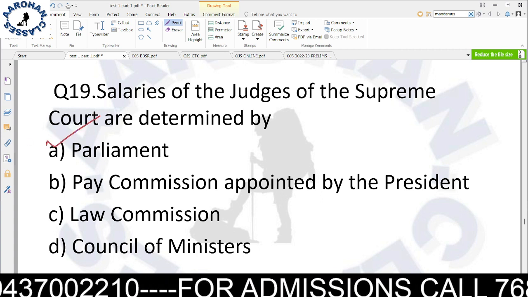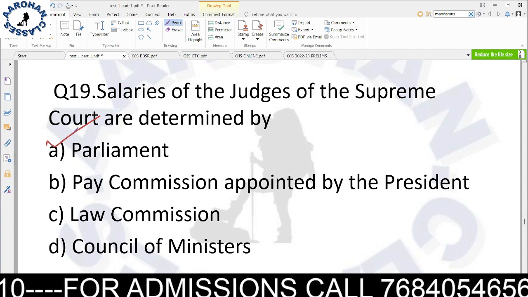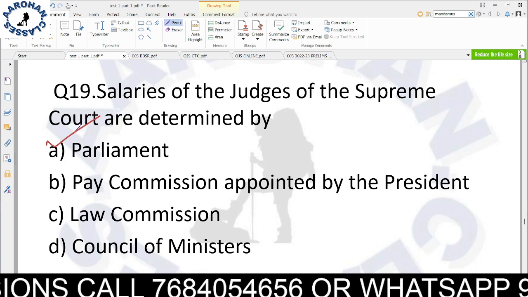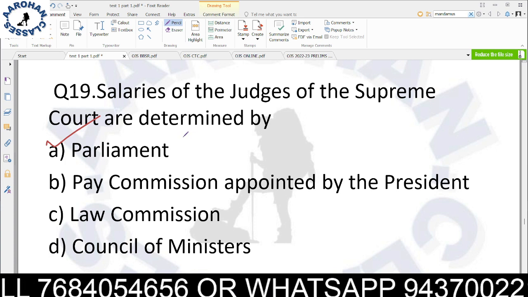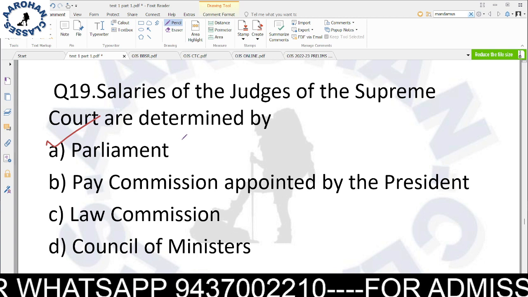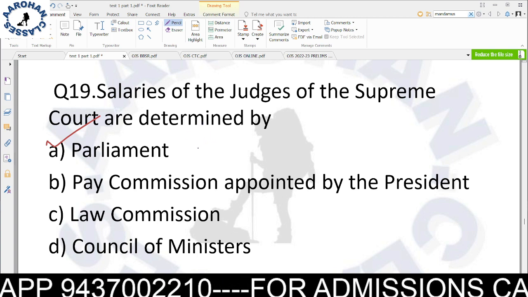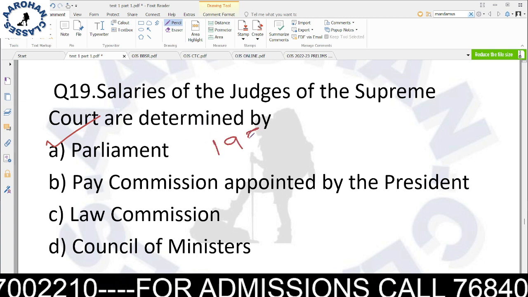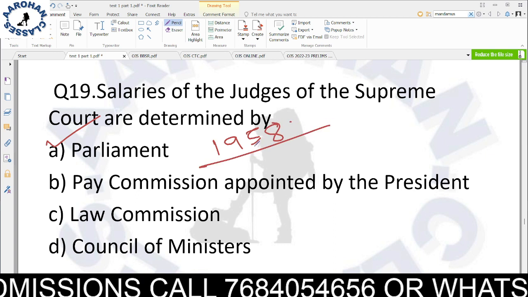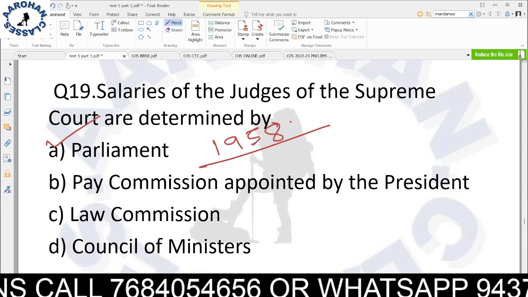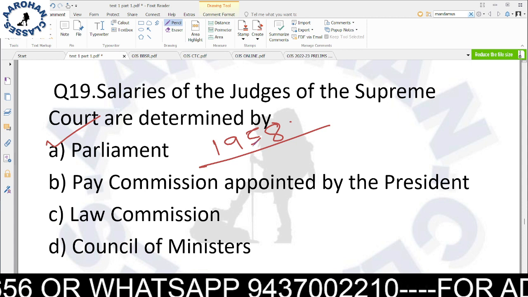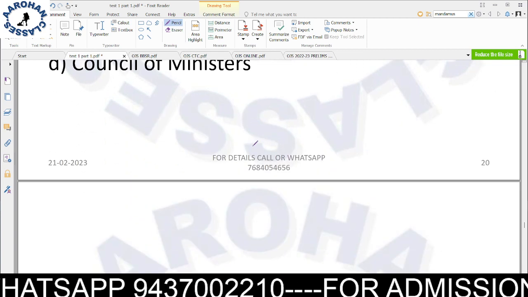There is also a specific Act for their salary and other conditions. You can just keep in mind the Supreme Court Judges Salaries and Condition of Service Act 1958. Okay, so A is the answer for question 19.